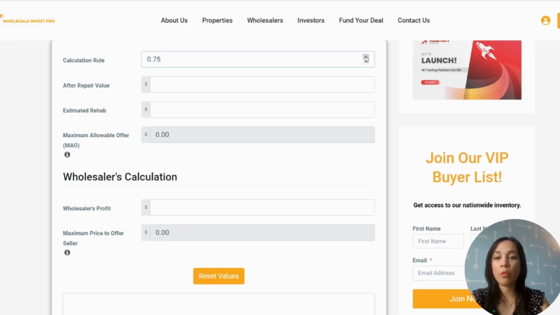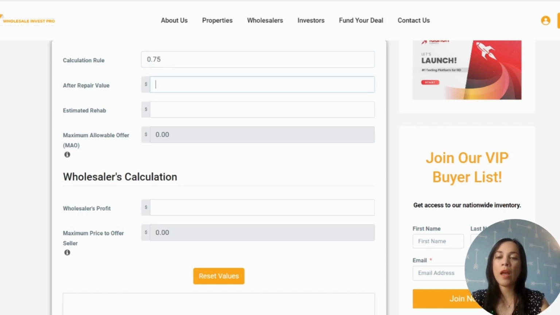You can add less, more. You can even just change it here. So maybe 70%, or maybe some of them say 80%. So yeah, you can do it like that. In this example, we're going to do it with 75%.